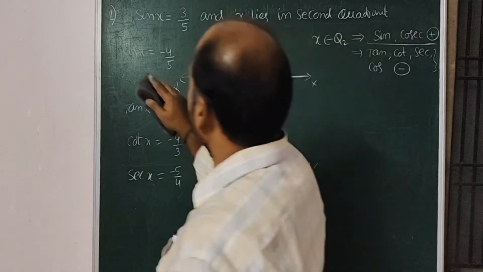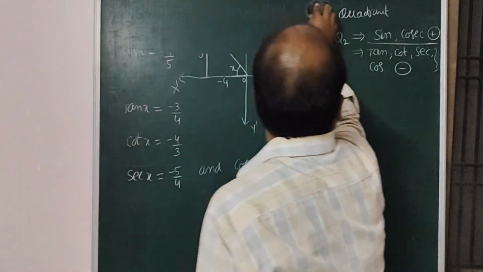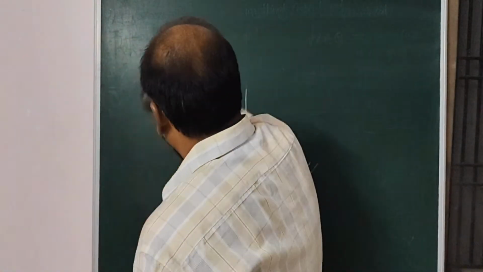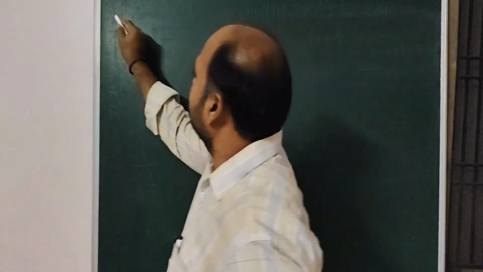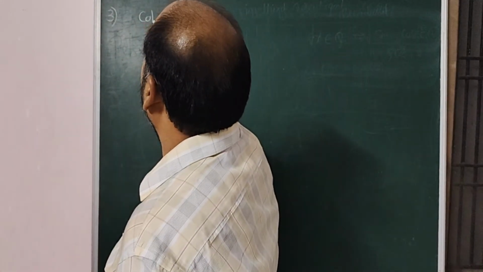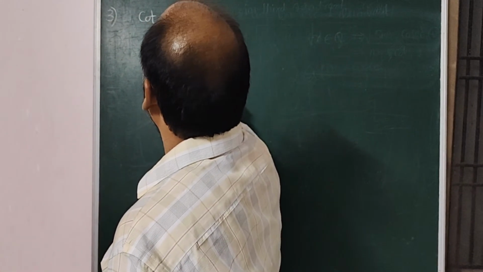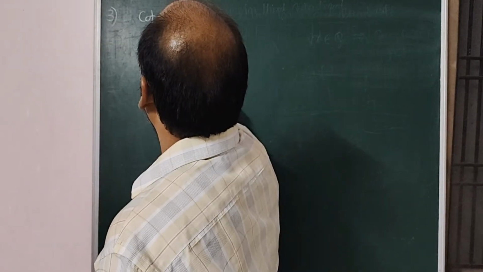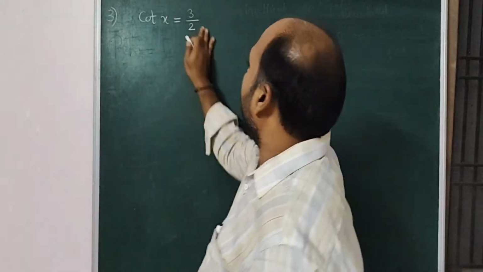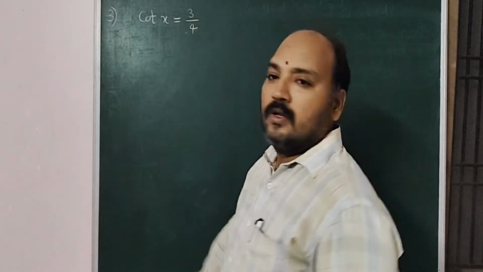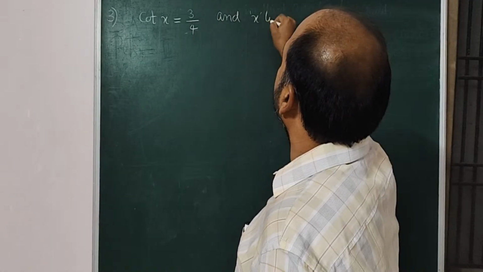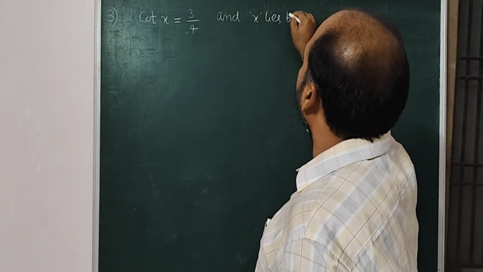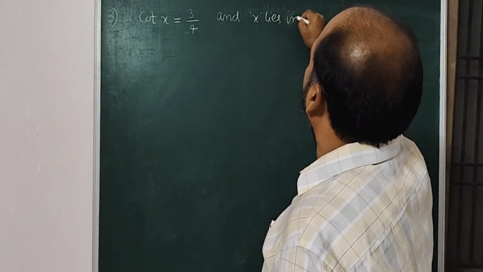We'll move to the next question. Tell me that third one. Cot x equal to 3 by 4, tell loudly. Cot x equal to 3 by 4, and x lies in the third quadrant.